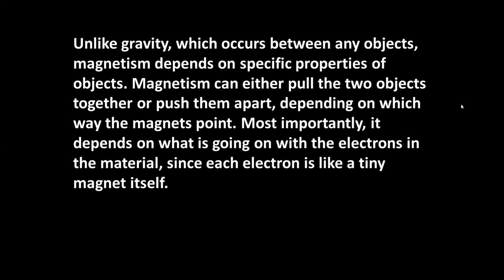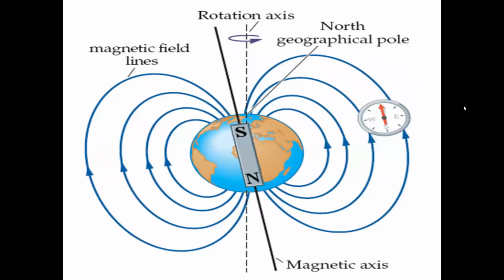Most importantly, it depends on what is going on with the electrons in the material, since each electron is like a tiny magnet itself. So when you begin to look at the rotational axis, you have the magnetic field lines, and then how it sets up through the geographical pole, you can begin to see, in theory, how gravity works. Now, for a layman, I'm seeing that you can't have gravity without having magnetism, and vice versa. I could be wrong on that.